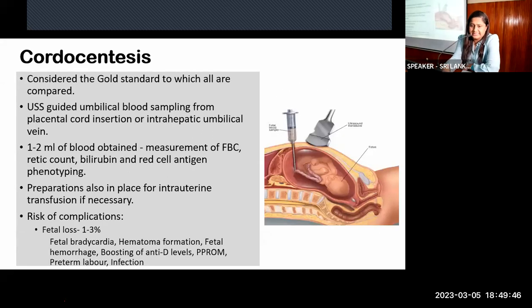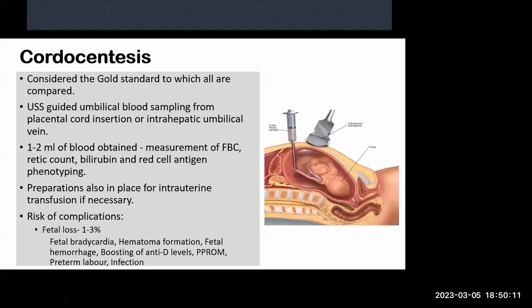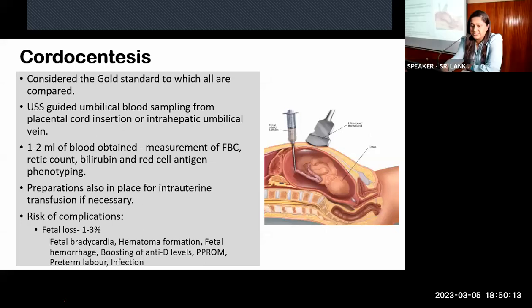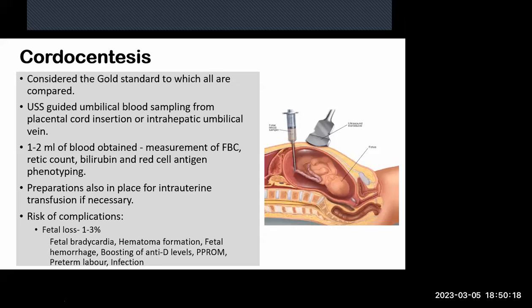So cordocentesis is considered the gold standard to which all other methods have been compared. Here, under ultrasound guidance, the umbilical cord blood is sampled from the placental cord insertion or at the intrahepatic portion of the umbilical vein. We take about 1 to 2 ml of blood and measure the full blood count, reticulocyte count, bilirubin, and red cell antigen phenotype. And also, when this is done, preparations should also be made for intrauterine transfusion if considered necessary.